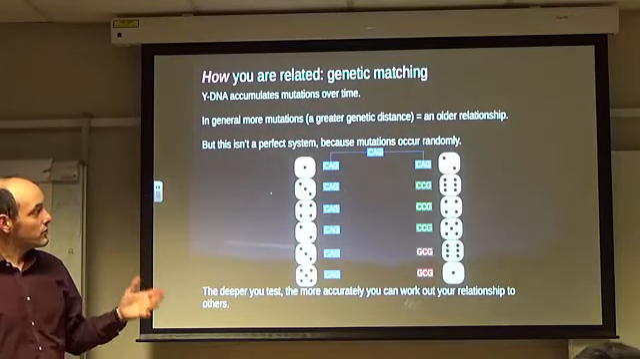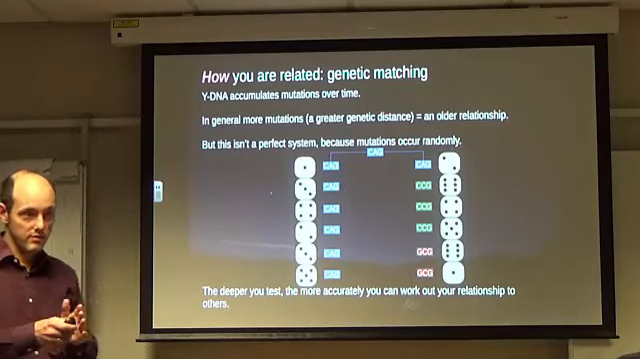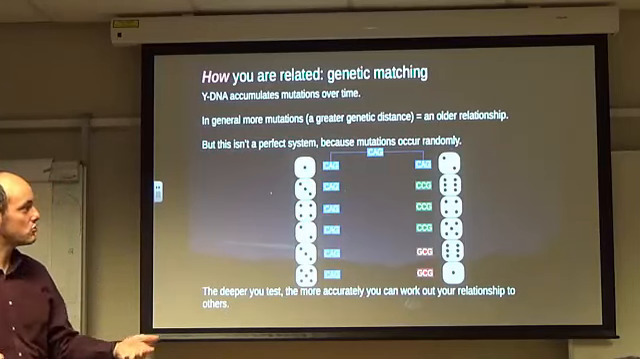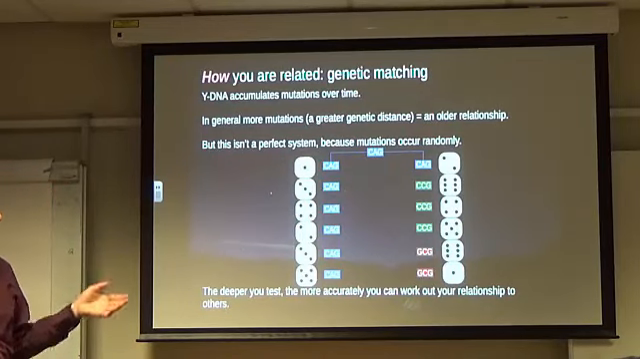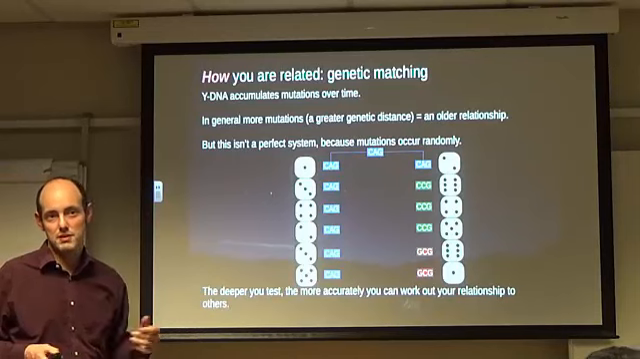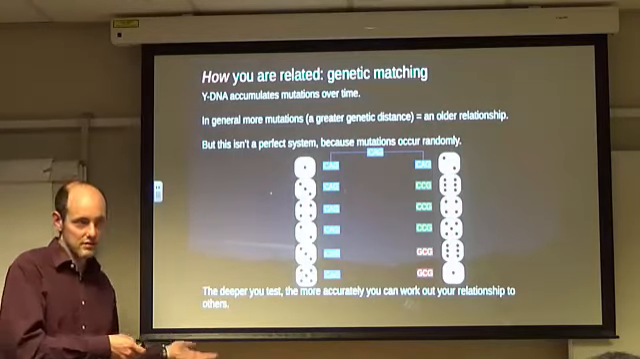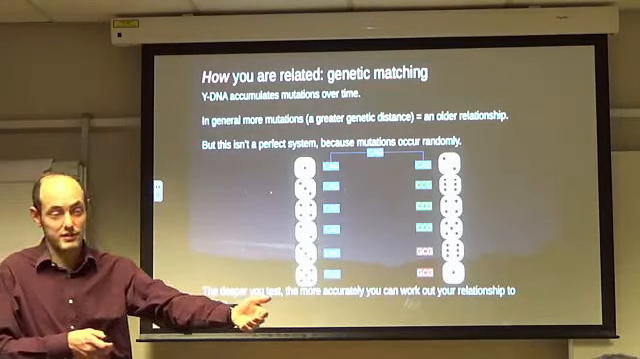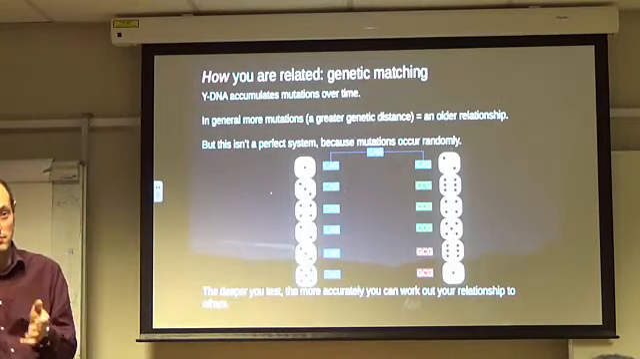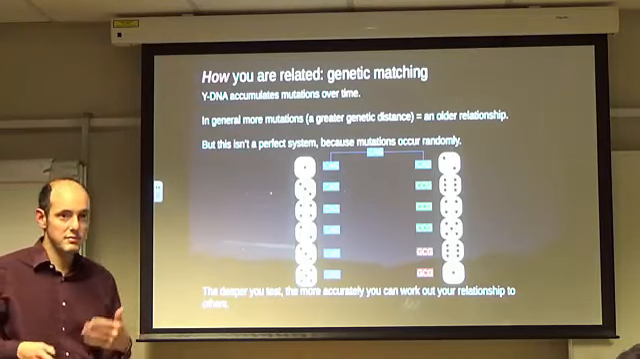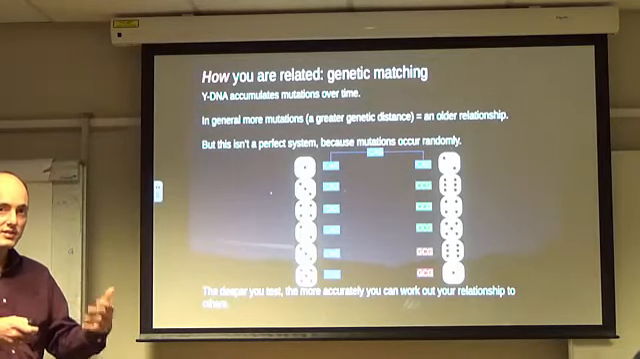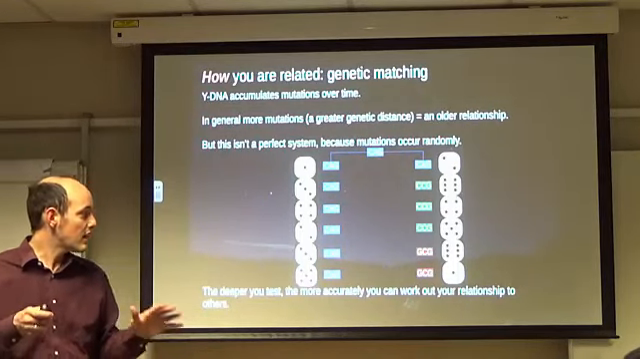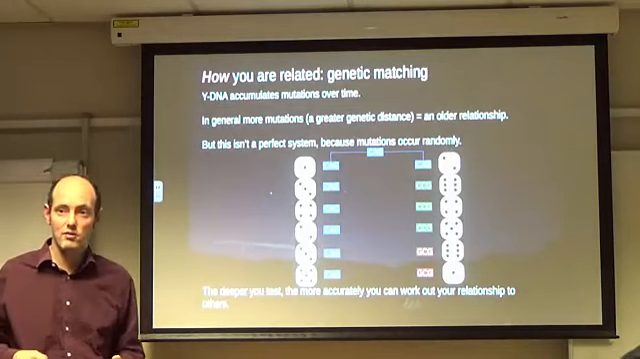Now, if you want to see how you're related to people, the more mutations you are different to someone else, the older your relationship. But it isn't a perfect system because these processes are random. Some people might be relatively closely related to you and be more distantly related to you in actuality than people who are genetically slightly closer matches. So there's some element of randomness here. And by testing deeper, by taking more tests, you take this random element out of things. And you can more accurately work out how you're related to other people.